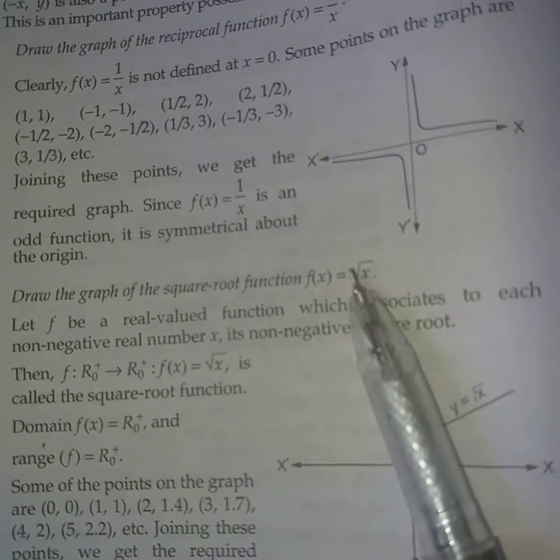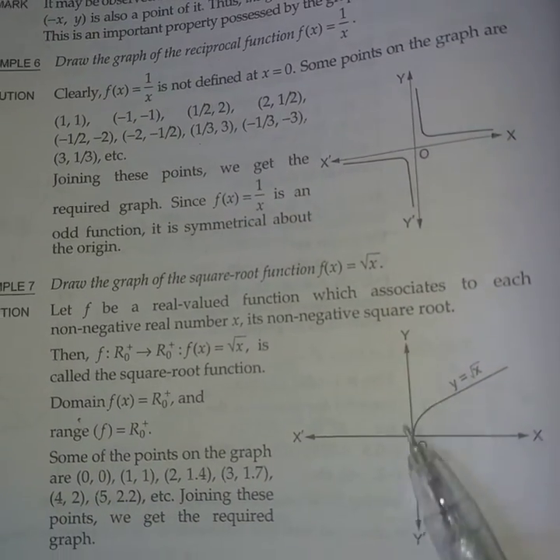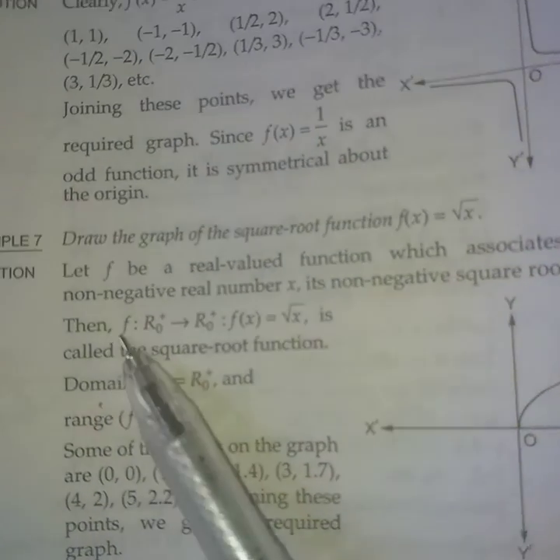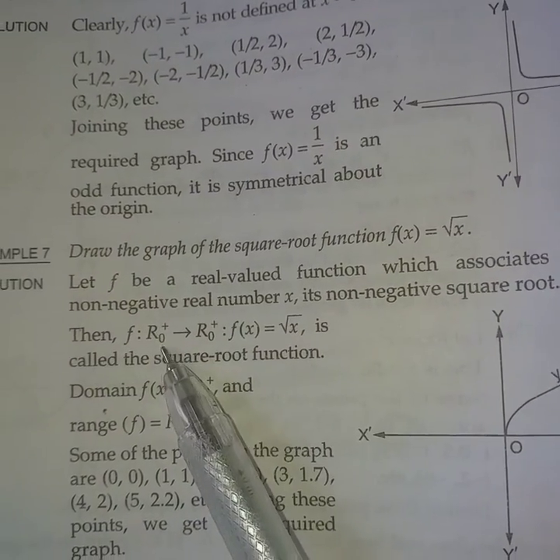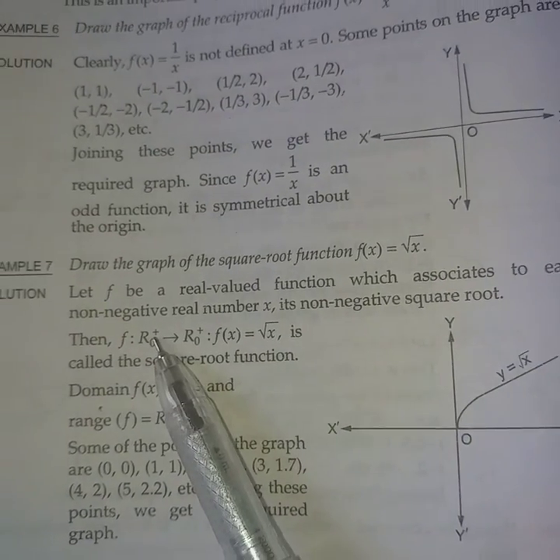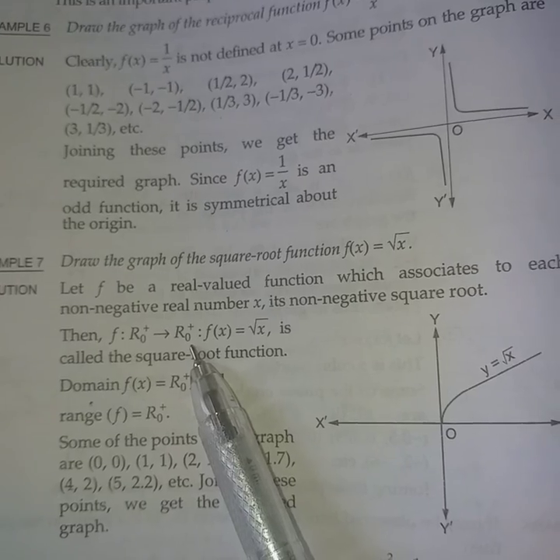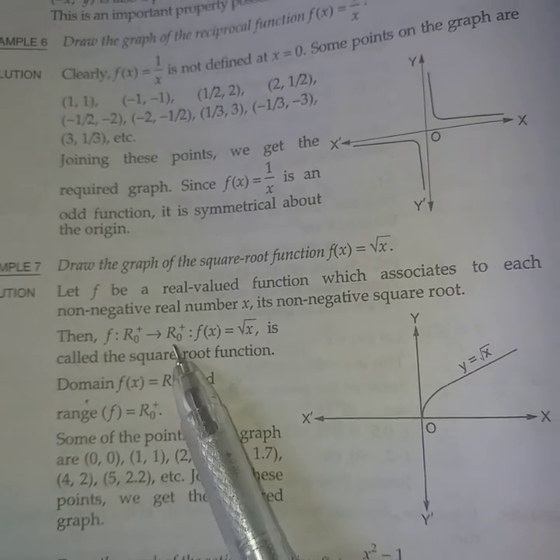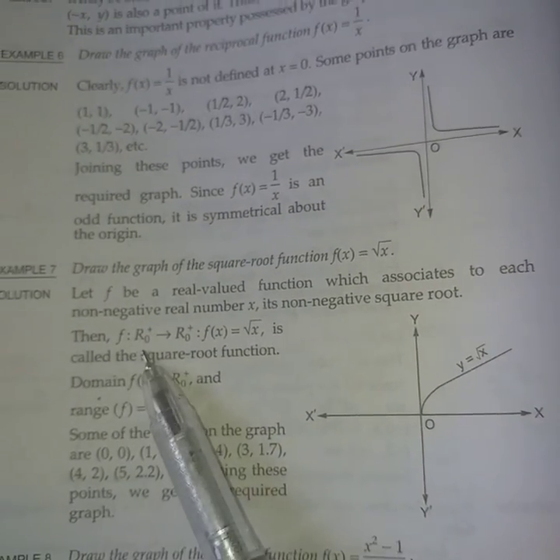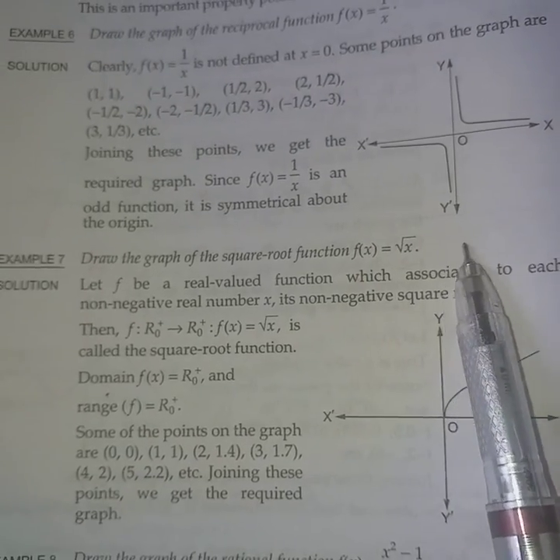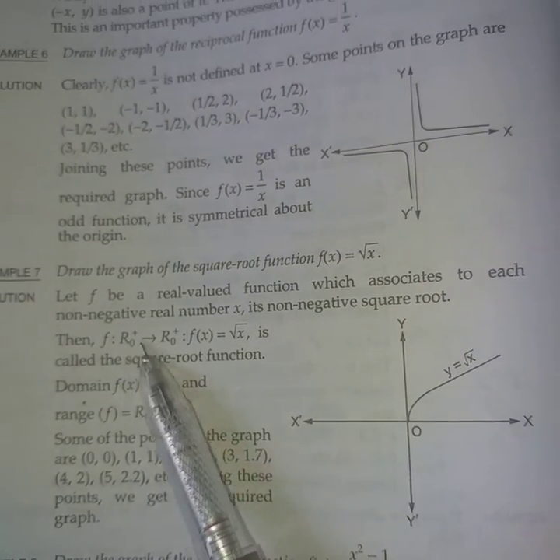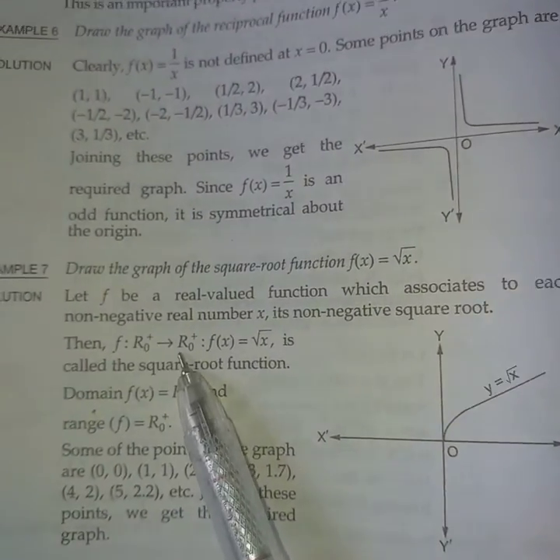Again we can draw the square root function graph. Now here again x must be positive. So what is the square root function defined from? Here we see it is a function defined from non-negative real numbers to non-negative real numbers. Non-negative means it may be 0 also, but it must not be minus. If it is minus, then it will become an imaginary number. So it is defined from non-negative real numbers to non-negative real numbers.